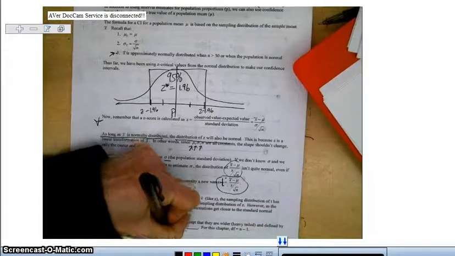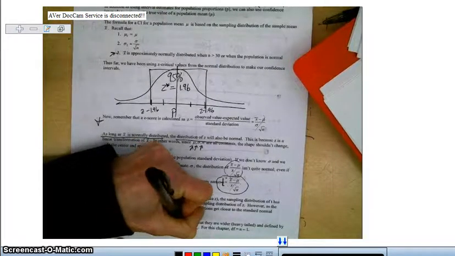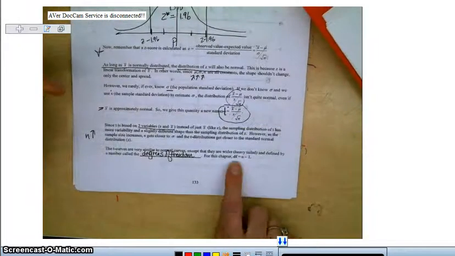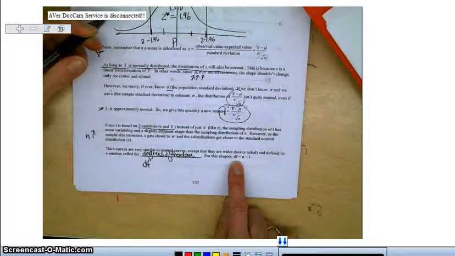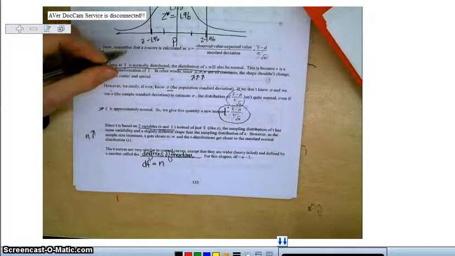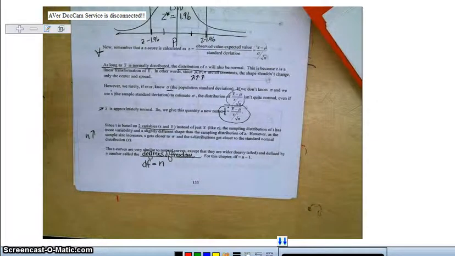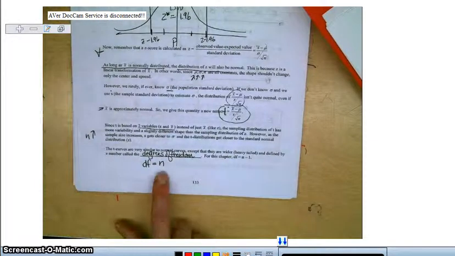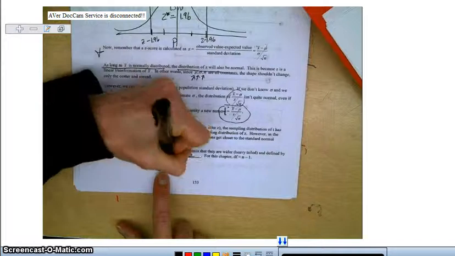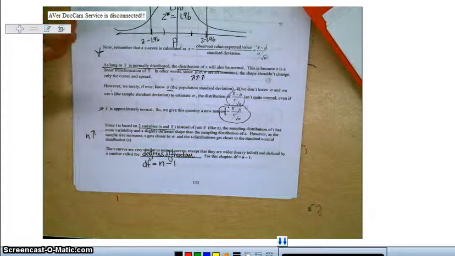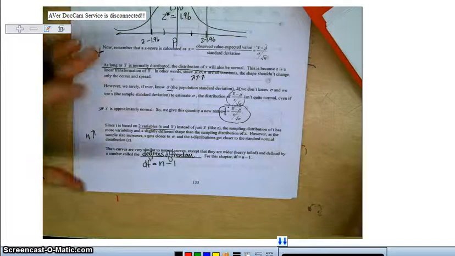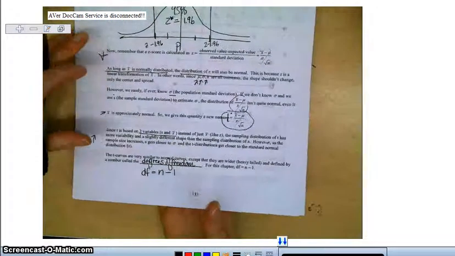Degrees of freedom. And this is going to become important. The degrees of freedom is abbreviated DF, and DF is equal to, in confidence intervals, the number of observations, the sample size, minus 1. And that's for this chapter. Sometimes it's n minus 2. Okay, it depends. And later I'll explain more about degrees of freedom.